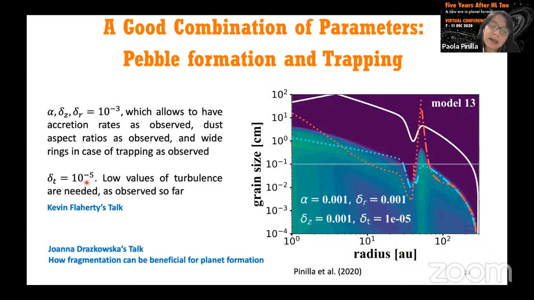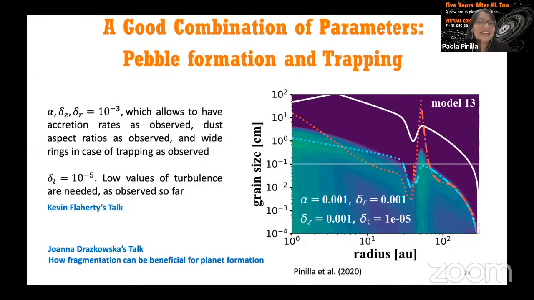And there is also a talk here by Kevin showing these observational results for 6 disks. And I also want to promote the talk by Joanna, where she has recently studied how fragmentation can actually be beneficial for planet formation in the case of pebble accretion. Okay, this is all for dust evolution.